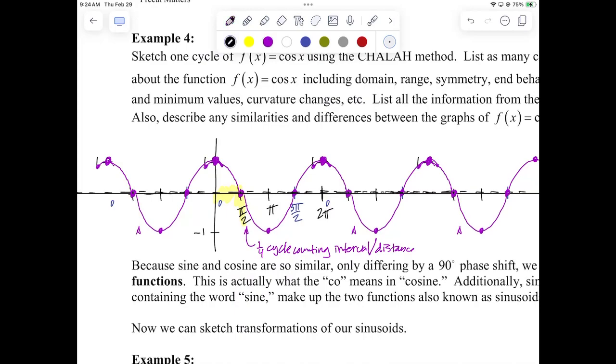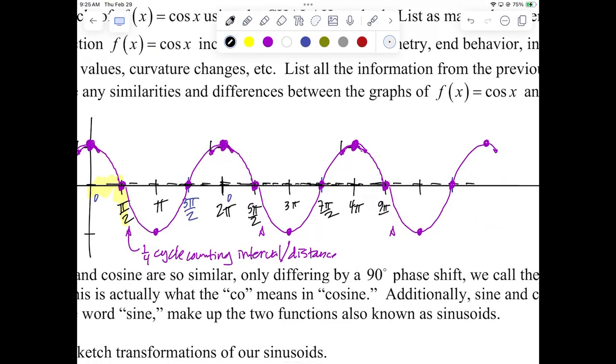All right. How would I continue labeling the new x values? Well, what are we counting by? What's our quarter cycle counting interval? Every critical value is how far apart? Pi halves. So we can just keep counting by pi halves. Let's keep counting to the right. 1 pi halves is where I'm starting. 2 pi halves is pi. 3 pi halves, 4 pi halves. This would be 5 pi halves. 6 pi halves would be 3 pi. 7 pi halves. 8 pi halves would be 4 pi. There's 2 cycles. 9 pi halves. 10 pi halves would be 5 pi. 11 pi halves. 12 pi halves would be 6 pi.